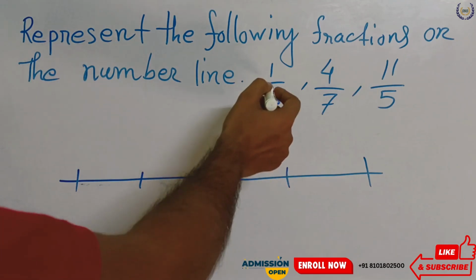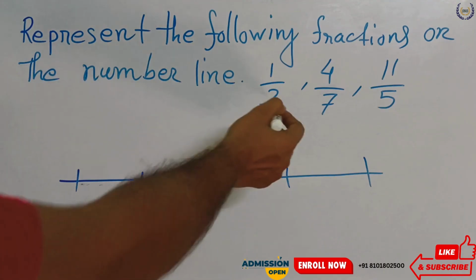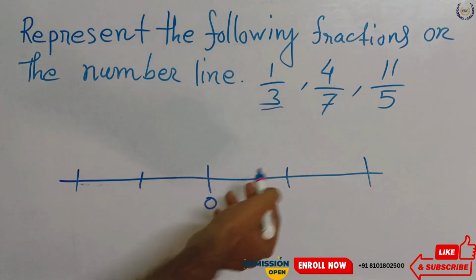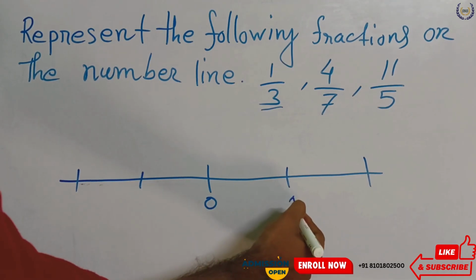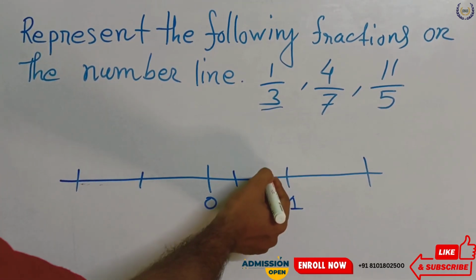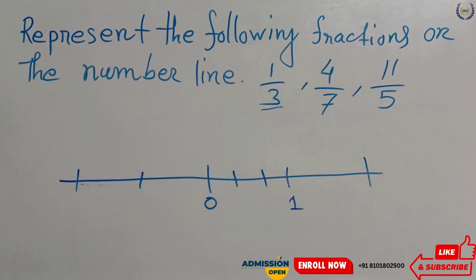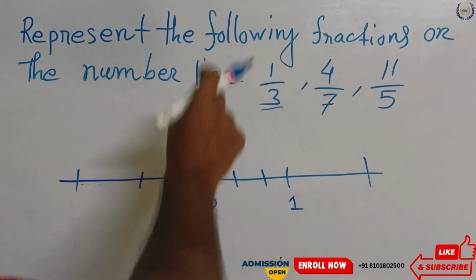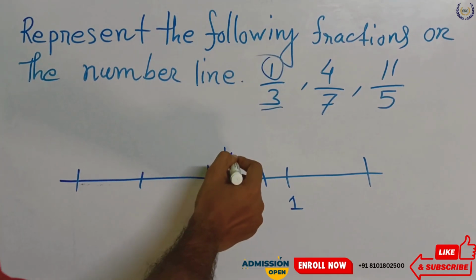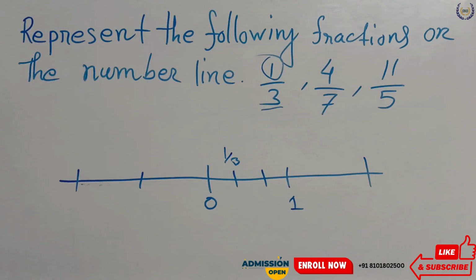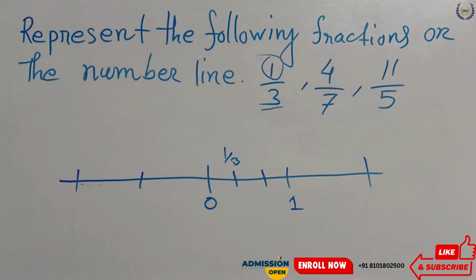So at first you will see the denominator, that is 3. So you will divide 0 to 1 into 3 parts. 1, 2, 3. 3 parts. I have divided 0 to 1 into 3 parts. So it is the first part. So this will be the 1 by 3. Okay. So that's how you will represent 1 by 3 on the number line.